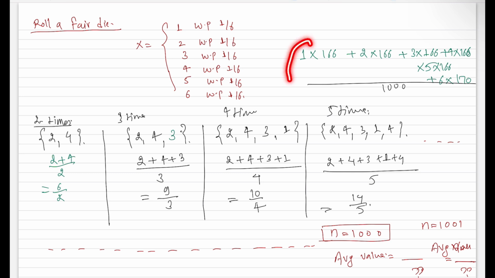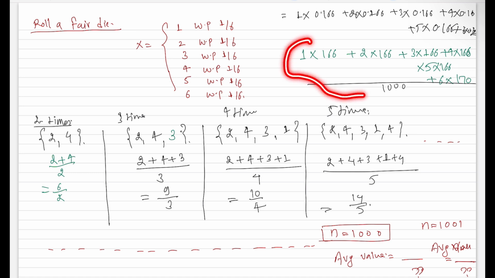If you observe this, we can write it like this: 1 into 0.166 plus 2 into 0.166 plus 3 into 0.166 plus 4 into 0.166 plus 5 into 0.166 plus 6 into 0.166, approximately. So the point here is, what is this? This is nothing but the average value for a large number of trials, and this is the same as the expected value.